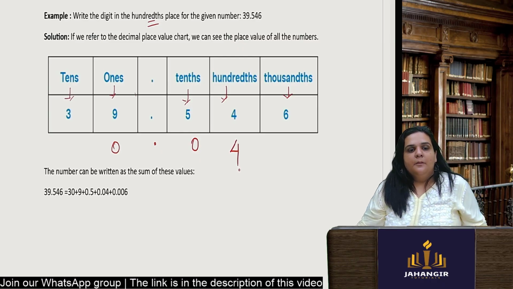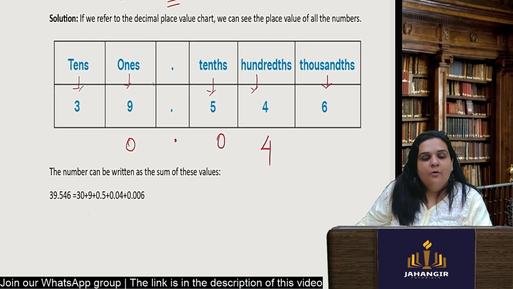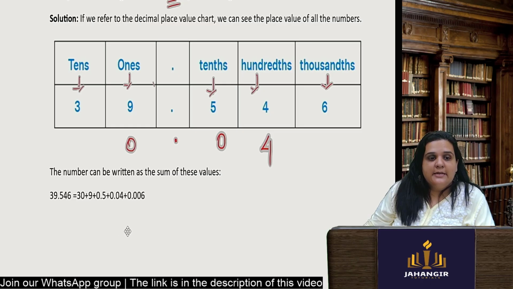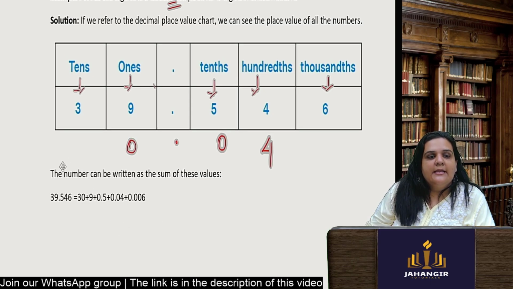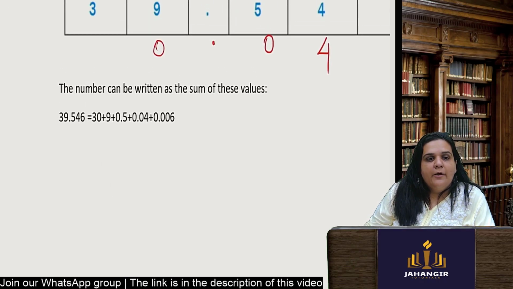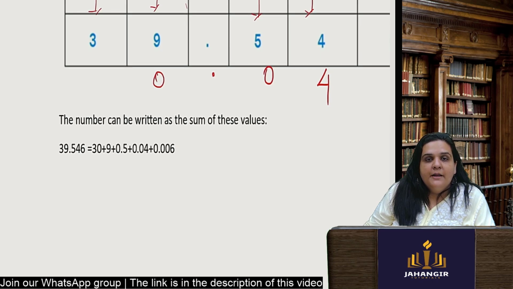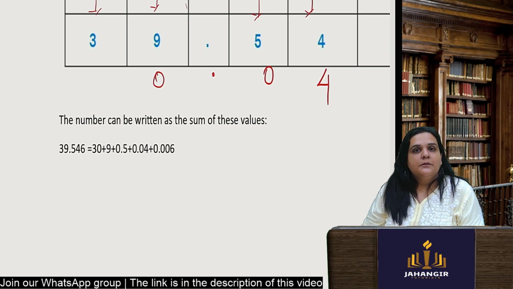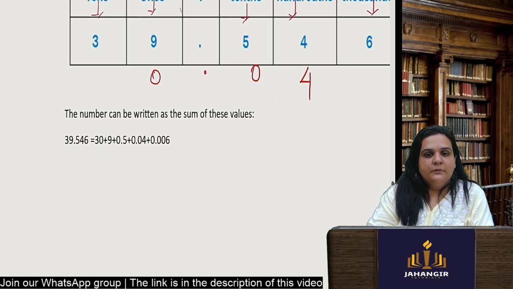So how to write this in the form of values? 3 is in the tens position, no? So 30. 9 is in the ones position. So you have 30 plus 9 plus 0.5 plus 0.04 plus 0.006. Okay, clear here?